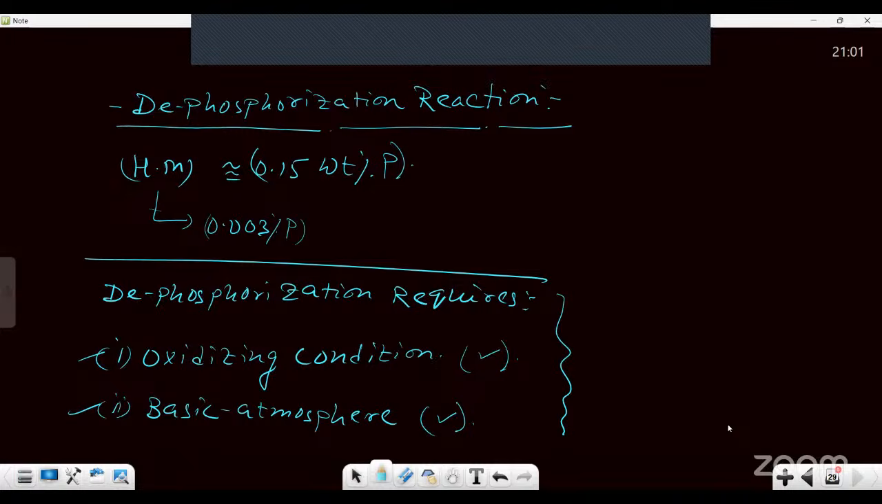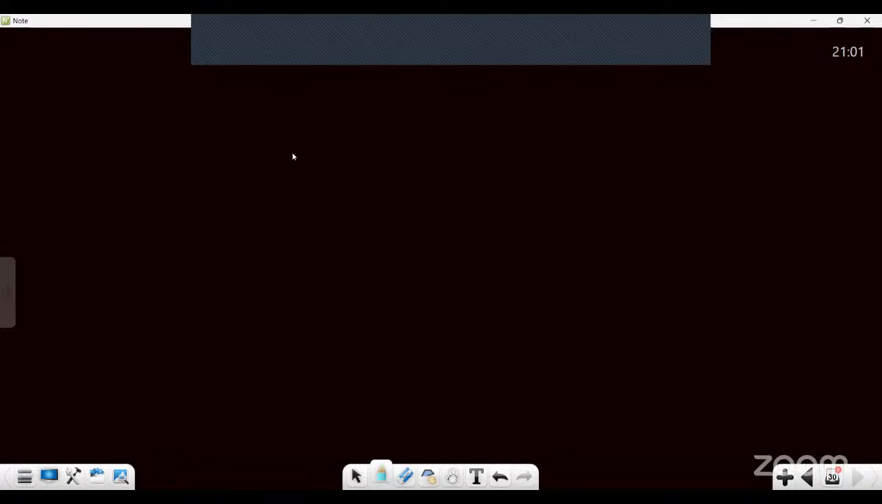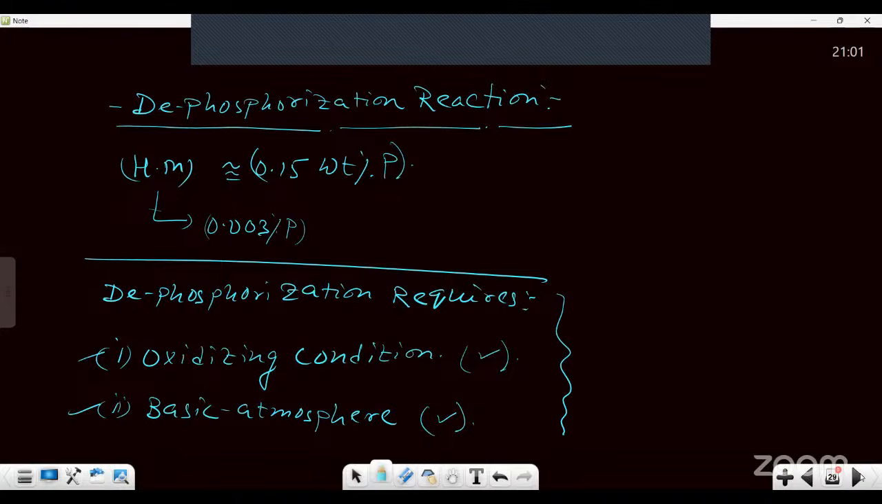So we can achieve dephosphorization in our primary steel making process. But this cannot be achieved in the case of desulfurization, because desulfurization requires reducing condition, and steel making is basically oxidizing. That is the main problem.